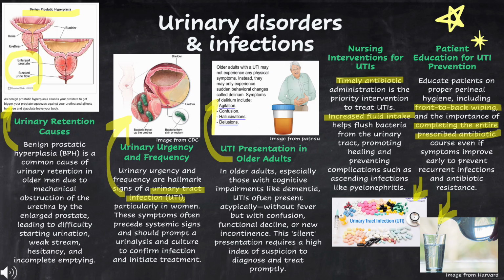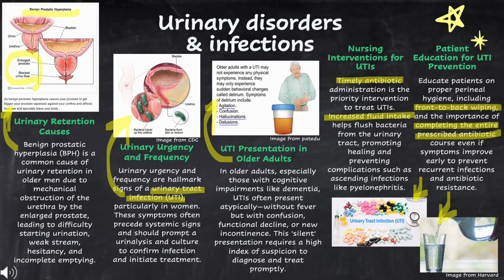Once a UTI is identified, prompt antibiotic treatment is the priority intervention to eradicate the bacteria and prevent the infection from ascending to the kidneys. Alongside antibiotics, encouraging increased fluid intake is helpful to flush out bacteria from the urinary tract and to prevent stasis of urine. It's important to note that older adults with UTIs often do not show the typical symptoms.